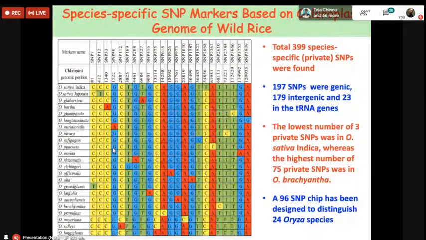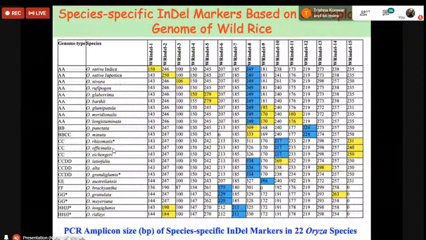These are the SNPs here. We found private SNPs, which means an SNP will be present in only one particular species. And we also had the indel markers. I'm not going into detail due to shortage of time.